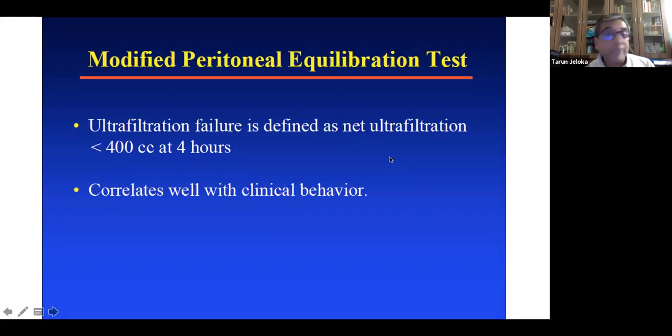When you do a modified PET using 4.25%, you can define ultrafiltration failure if the ultrafiltration is less than 400 over 4 hours. So anyway, if you are doing PET, you have to drain it at 4 hours. So remember the rule of 4-4-4: 4.25%, 4 hours, less than 400 means ultrafiltration failure. And it correlates well with clinical behavior as well.